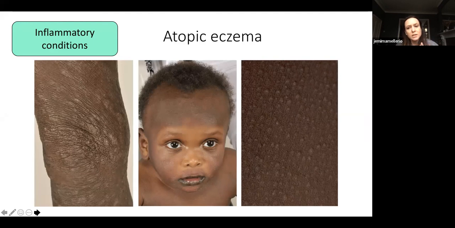And the other thing that you may see in darker skin types, we can see on the right here, which is more follicular accentuation, what we call follicular eczema, which is just a different presentation that often you see in darker skin types.